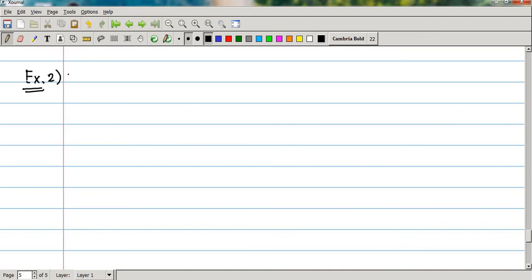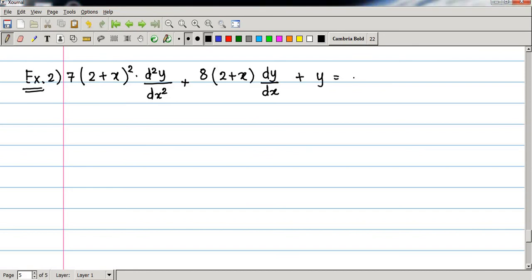Suppose that example will be 7 times (2 plus x) squared into the second order derivative of y with respect to x, plus 8 times (2 plus x) into dy by dx, plus y equal to 4 times cos of log of (2 plus x). Now again, the hint is that it is already in the standard Legendre's differential equation form. So your hint is to substitute the variable coefficient 2 plus x is equal to e raised to z.